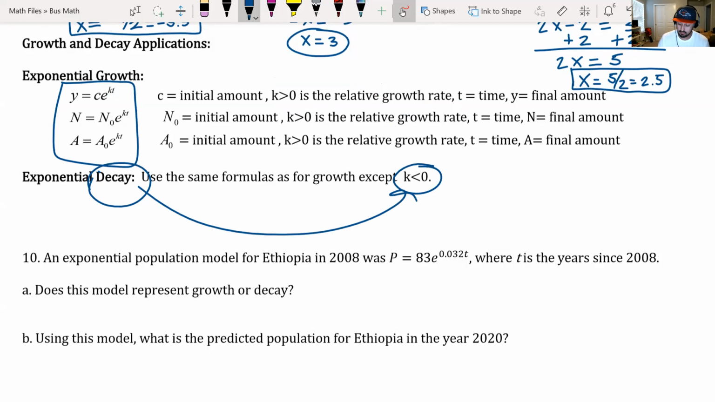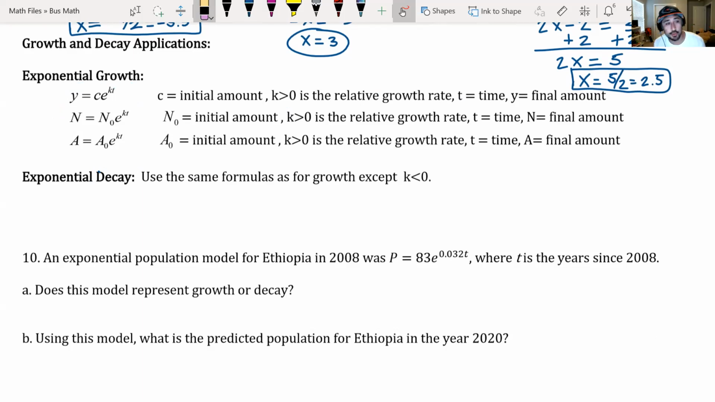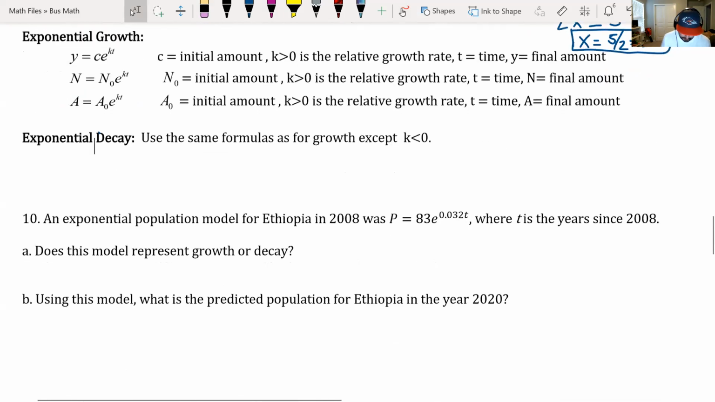Well, we hope our money doesn't decay like it is doing right now in this pandemic. T is time, and Y or N or A are the final amount. That's it. And all 3 functions are exactly the same. The reason they have different notations is because they're used for different problems, but they all mean the same thing. Okay, perfect. So that is an exponential growth equation, which means that we come down to the next example.